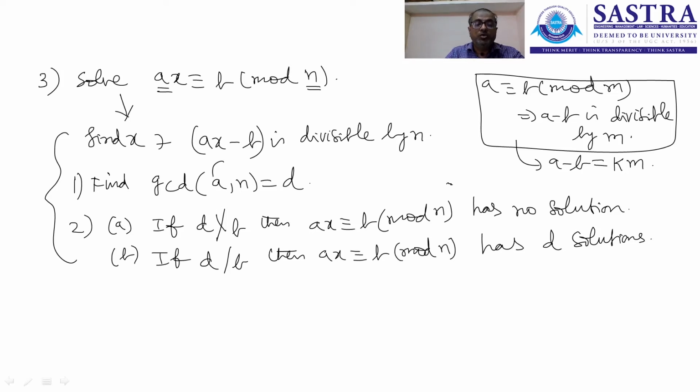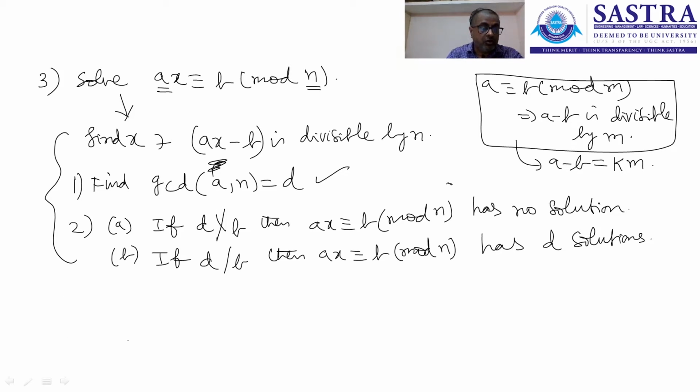So for that, we first find the GCD of numbers a and n. Now if the GCD d divides b, then you can say that it has d solutions. And if it does not divide b, then the linear congruence does not have a solution. So this is the process in which you have to find the solution to the linear congruence relation.